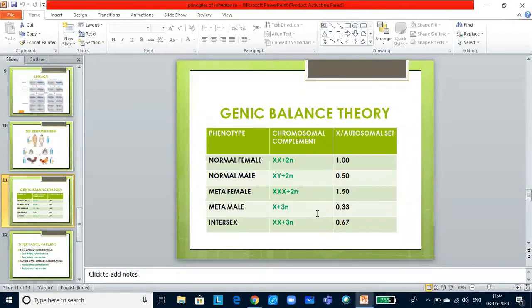So if they give you a question with this chromosomal complement, and ask you to identify it with the choices as normal male, female, or whatever it is, you take the number of X chromosomes and divide by the autosomes, and depending upon the ratio, you decide. If the ratio is 1, it is a normal female. If it is a half or 0.5, it is a normal male. If it is 1.5, it is a meta female. If it is 0.33, that is less than 0.5, then it is a meta male, and an intersex is greater than 0.5 but less than 1. So like this you should be able to solve the problem if it is asked in the exam.